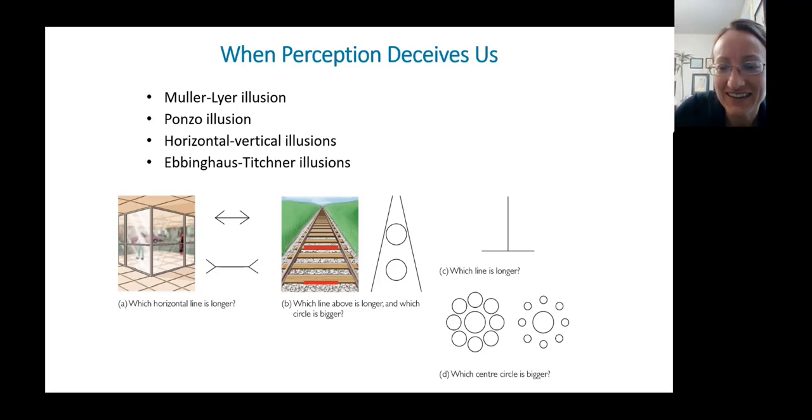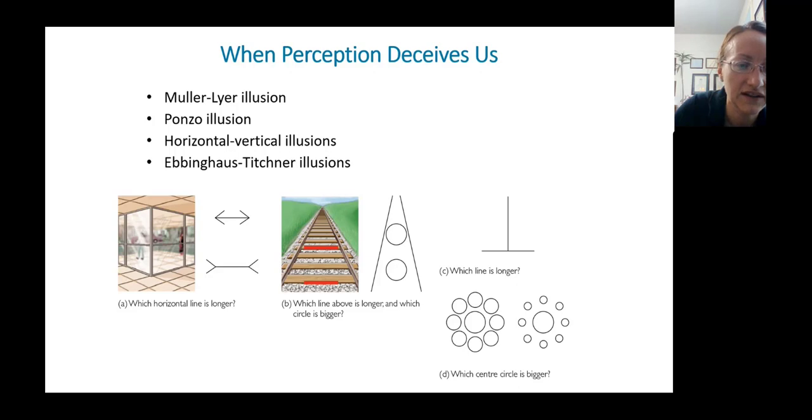Next one is the Ponzo illusion. That's a visual illusion in which the upper of two parallel horizontal lines of equal length appears to be longer than the bottom of the two lines when they're flanked by oblique lines that are closer together at the top than they are at the bottom. Okay, so these are the oblique lines. They're closer at the top than at the bottom.